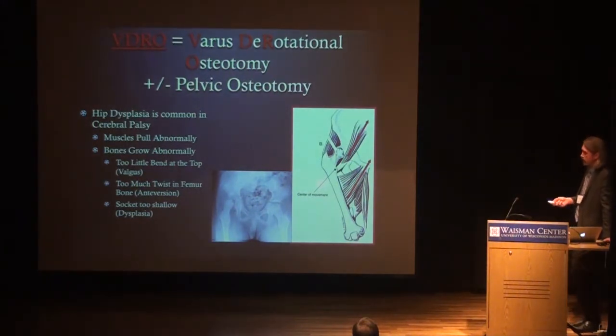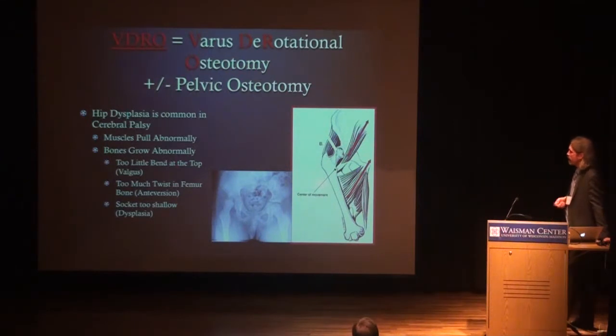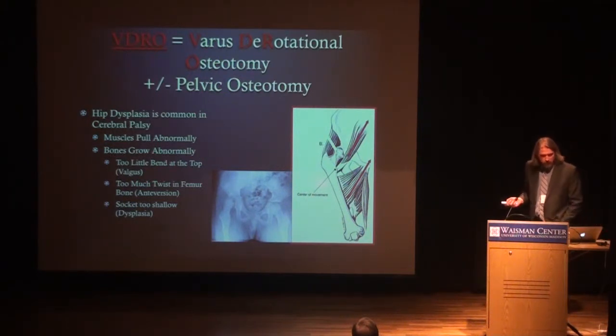This is probably one of our most common procedures that we do, especially around the hip. It's called a VDRO, if you've heard that. It's a varus derotational osteotomy, and sometimes we combine that with a pelvic osteotomy. And in cerebral palsy, one of the big problems is you have abnormal muscle pulls, as we talked, and the bones grow abnormally, as we said.